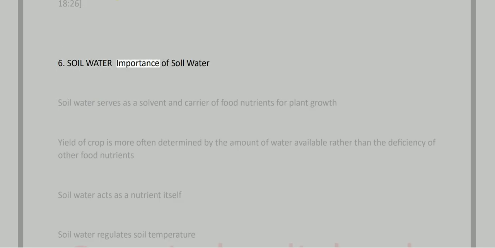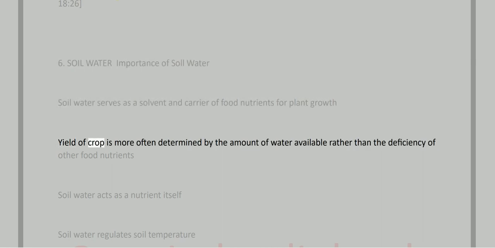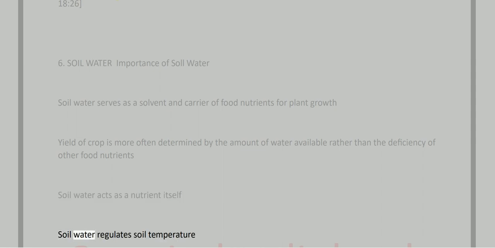6. Soil water. Importance of soil water. Soil water serves as a solvent and carrier of food nutrients for plant growth. Yield of crop is more often determined by the amount of water available rather than the deficiency of other food nutrients. Soil water acts as a nutrient itself. Soil water regulates soil temperature.